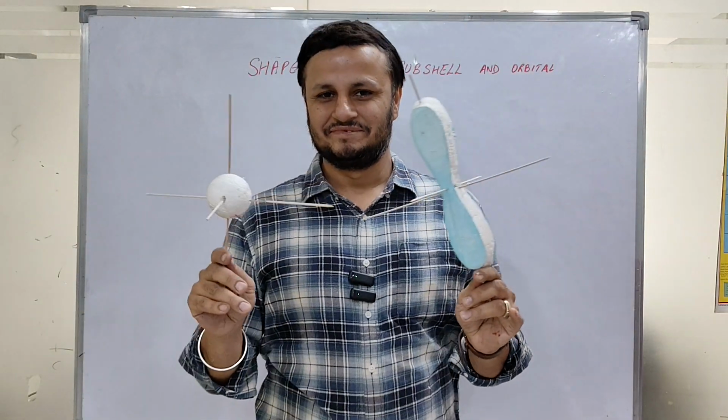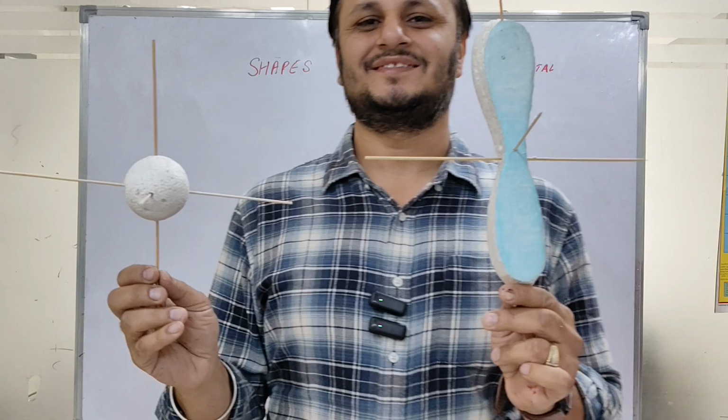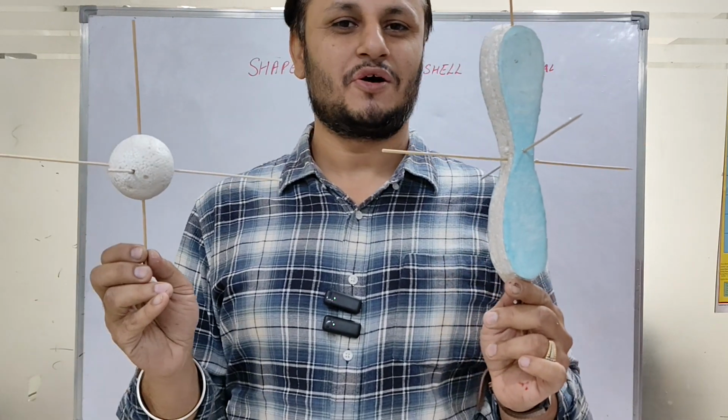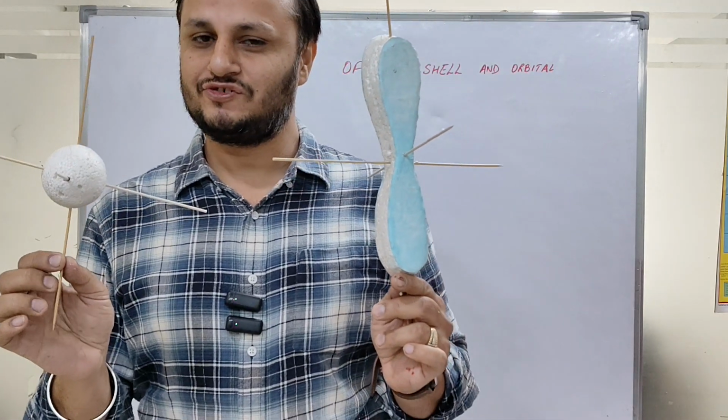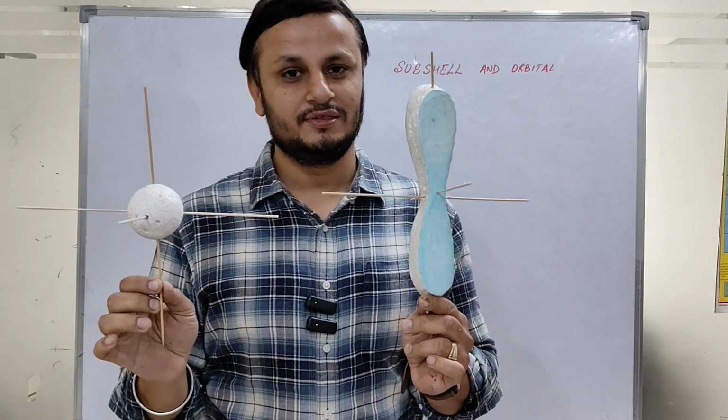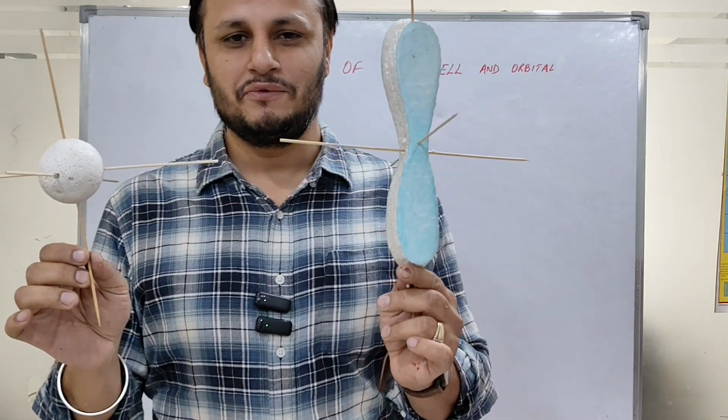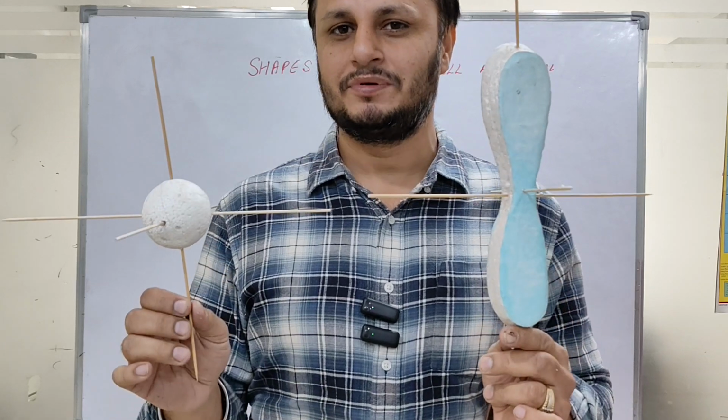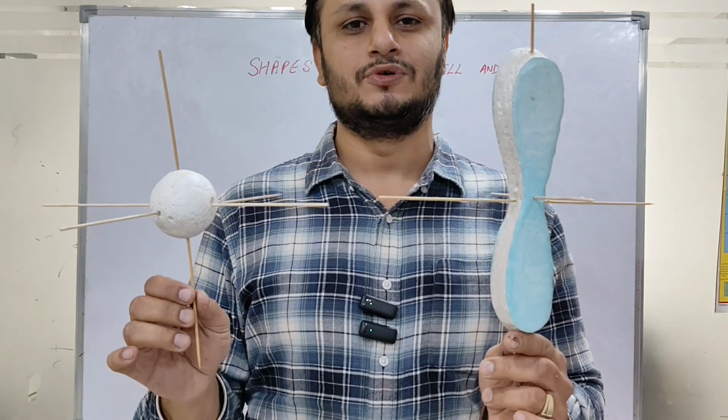Hello everyone. So what are these? These are orbitals which we have already studied in the last lecture, and now we are going to discuss their shape and their nodal planes in more detail.